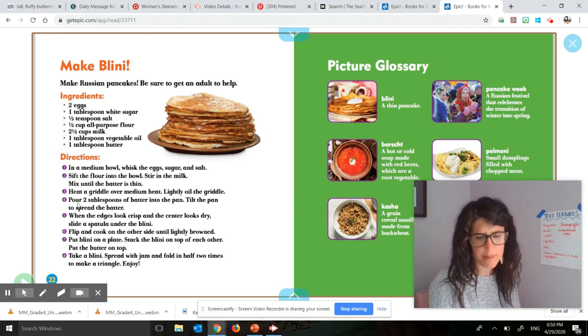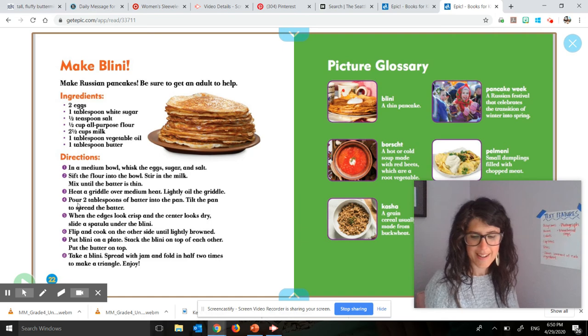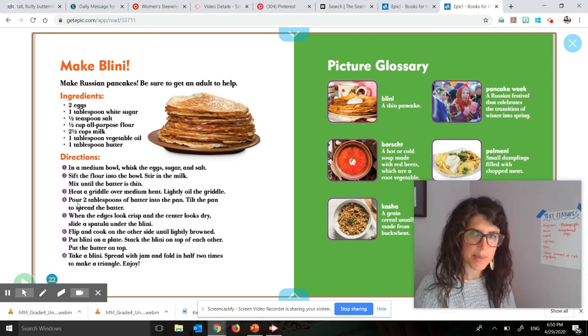I want you to stop and think about this for a minute also. How is this recipe like the last recipe that we looked at? And how is this recipe different from the last recipe that we looked at?